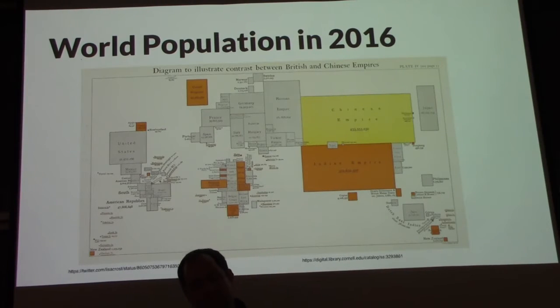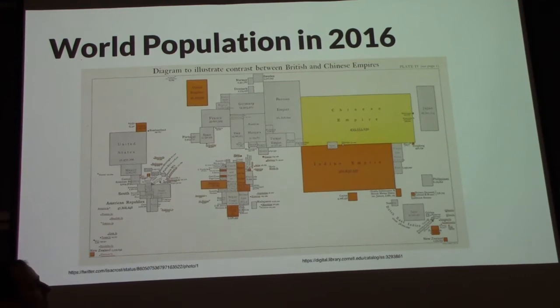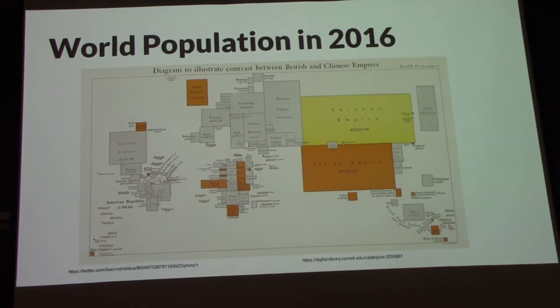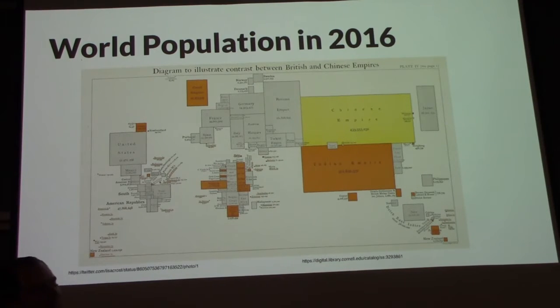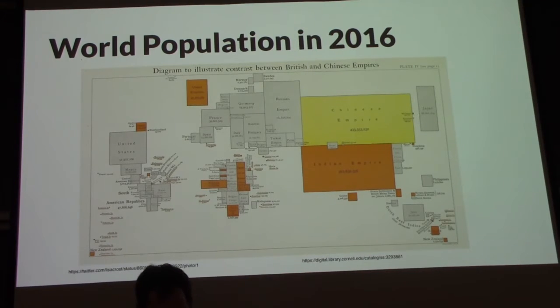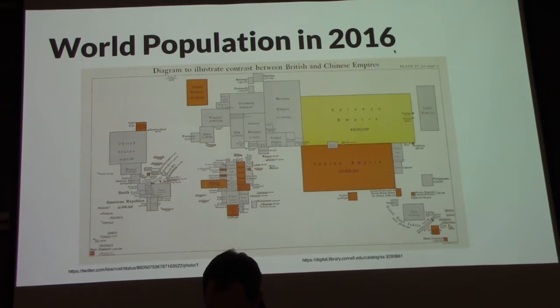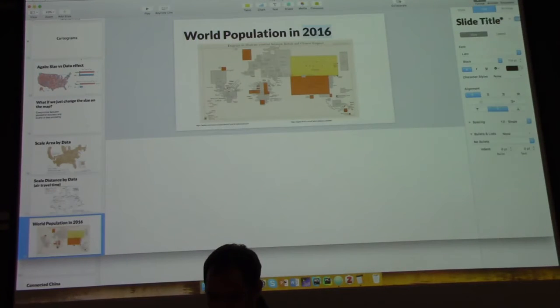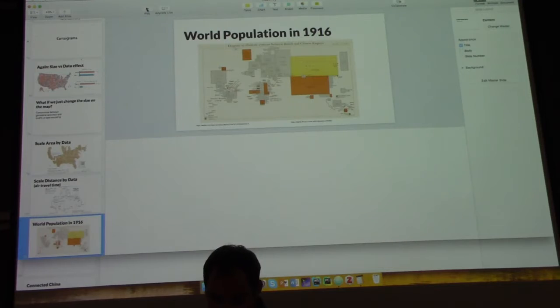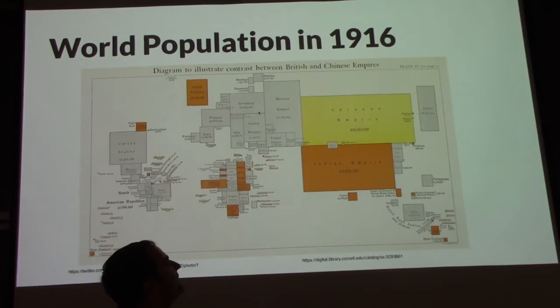This is not quite what you're doing in your homework, but a little bit more like what you're doing in your homework. In the homework, we're actually using color and regular shapes, which is even easier. But here, this guy used, and that's clearly not 2016. I forgot what it was, but I think it was 1916, because the Austrian-Hungarian Empire does not exist anymore.